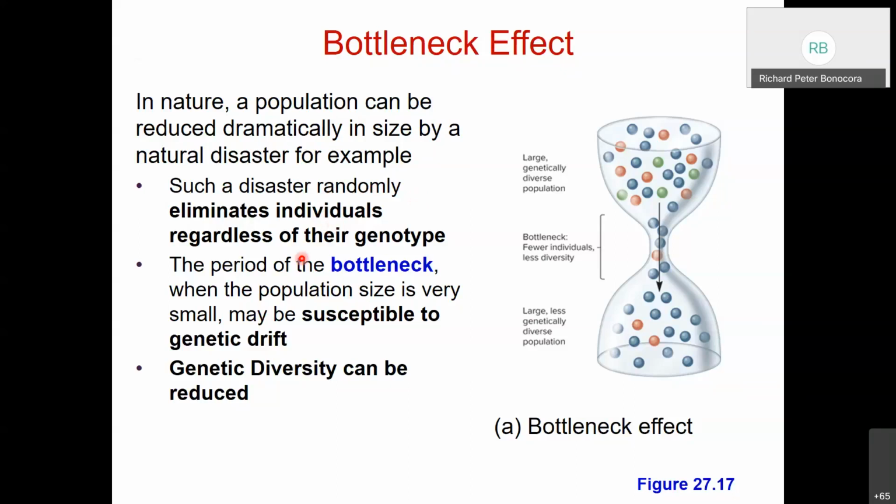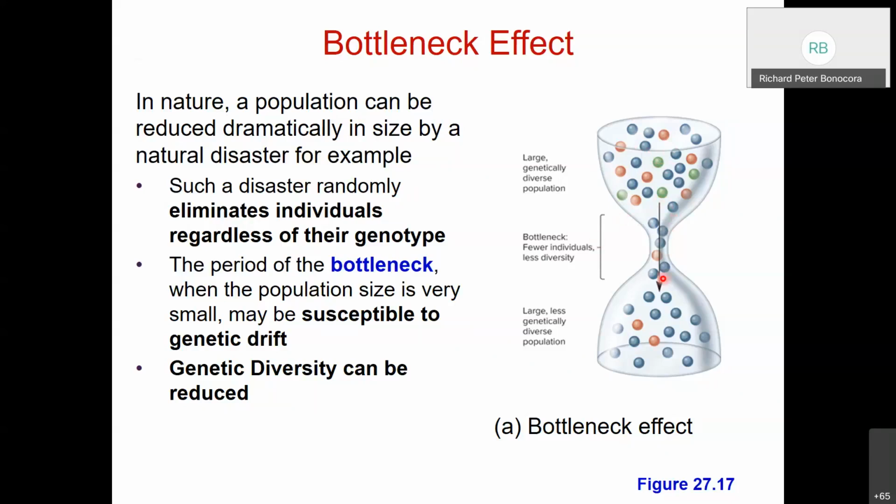And so this period of disaster is called a bottleneck. This bottleneck is when the population size gets very small and becomes susceptible to genetic drift. That's shown here. Here we have a very large and genetically diverse population, and that's shown by the different individual balls of different colors: blue, red, and green.